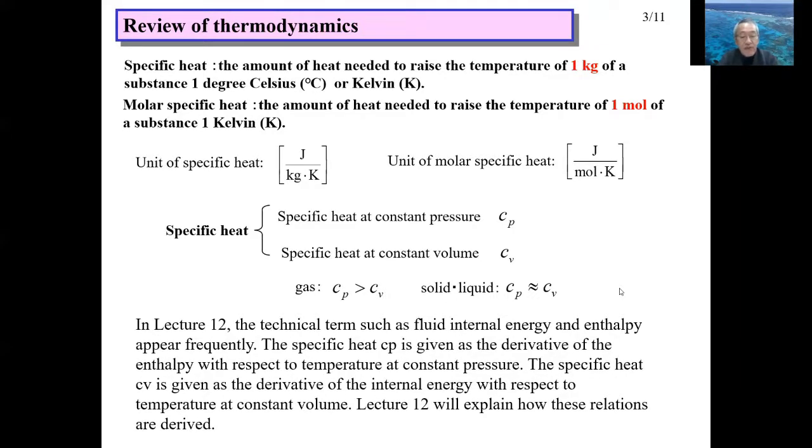In Lecture 12, the technical terms such as internal energy and enthalpy appeared frequently. The specific heat Cp is given as the derivative of the enthalpy with respect to temperature at constant pressure. The specific heat Cv is given as the derivative of internal energy with respect to temperature at constant volume. Lecture 12 will explain how these relations are derived.